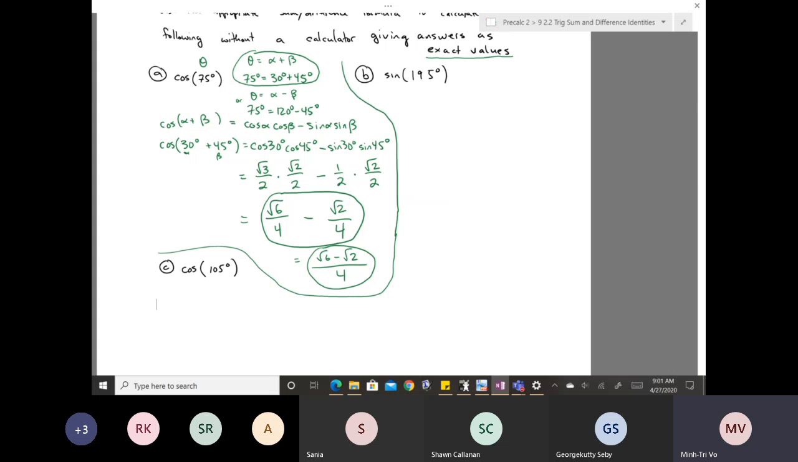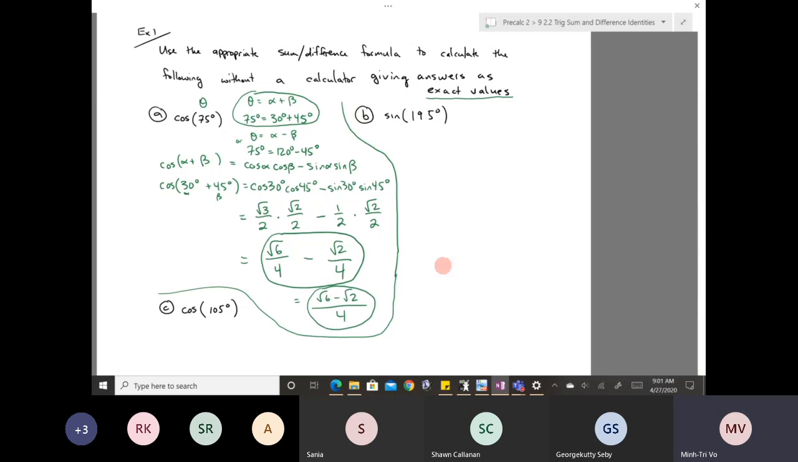Okay, and any other questions on this problem?